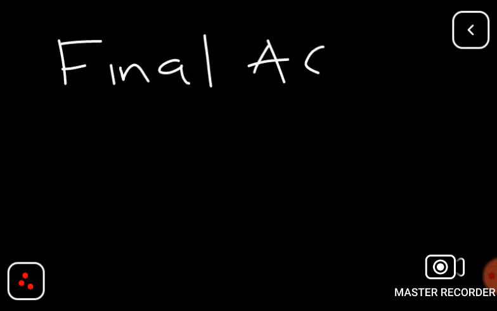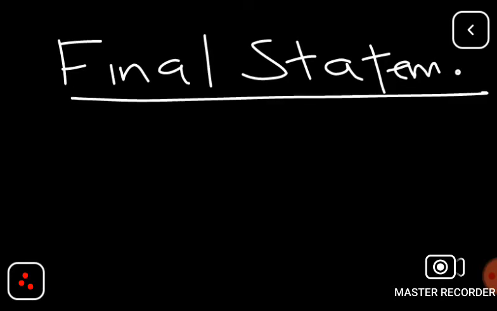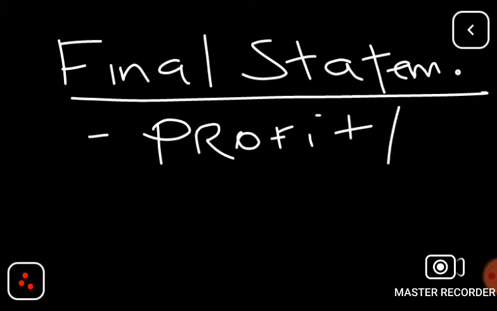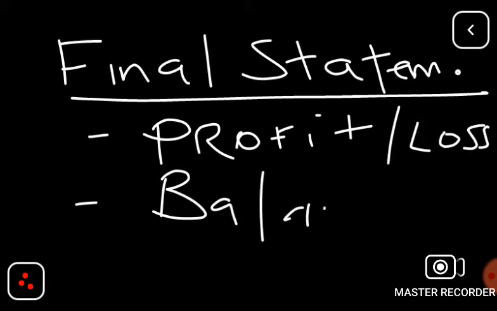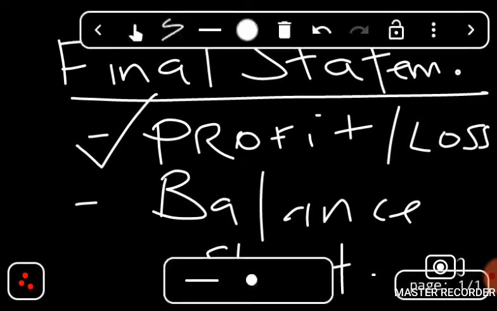What are these final accounts or final statements? Let's just use the word final statements. Final statements, we are looking at the profit or loss and the balance sheet. These are the only two things we're talking about now. Then let's start with the profit or loss. How do we treat an accrual?